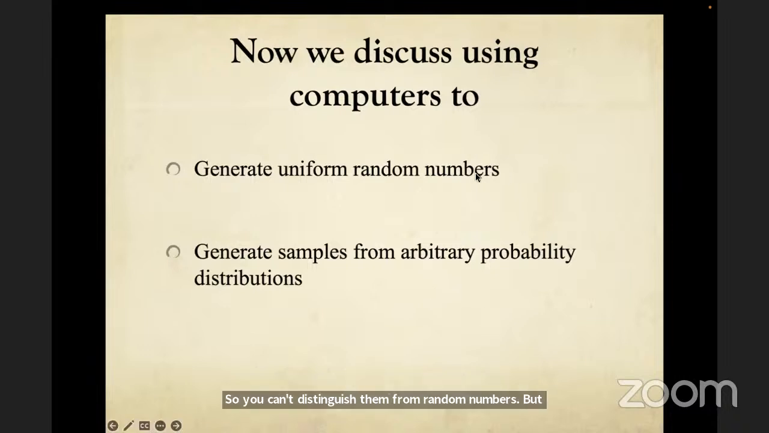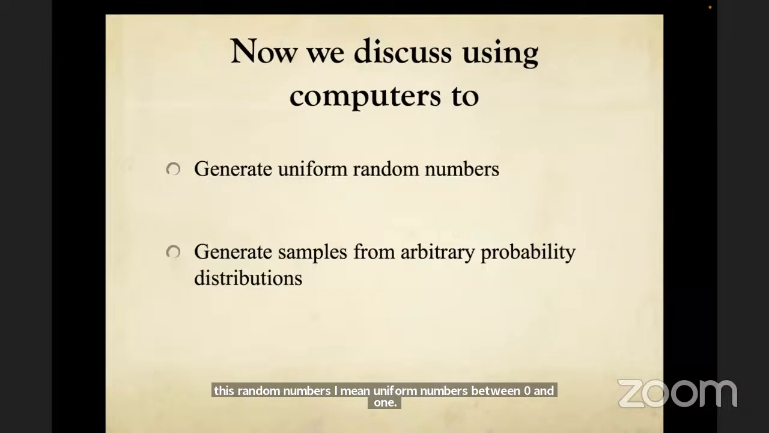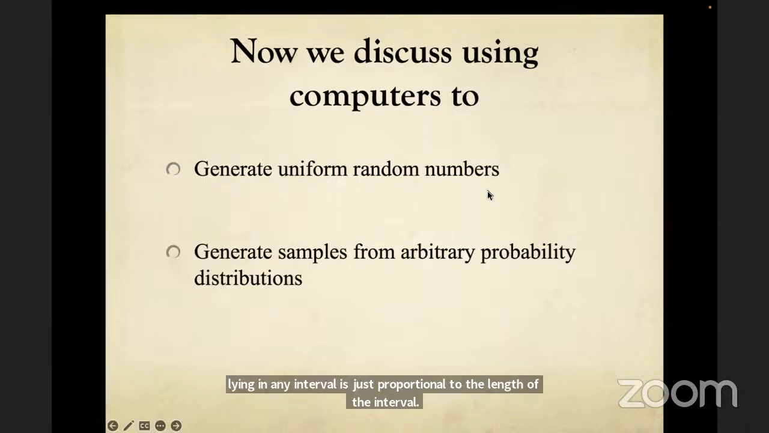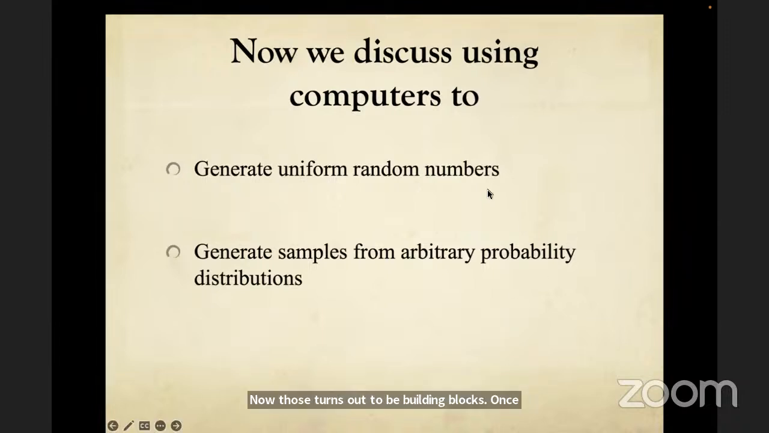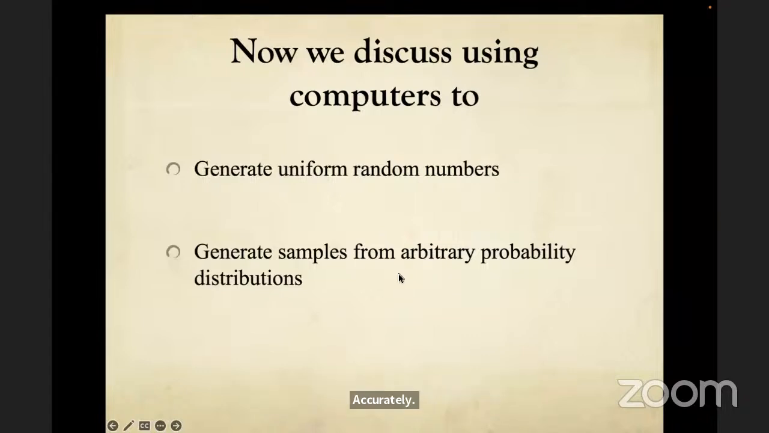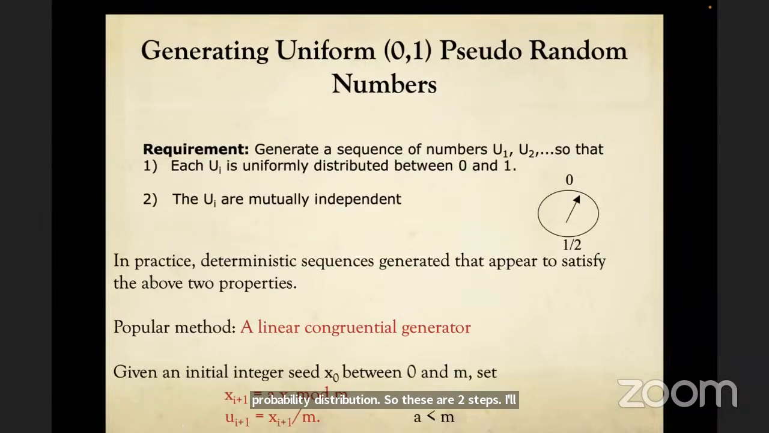So we'll discuss this. By random numbers, I mean uniform random numbers between 0 and 1. So numbers which lie between 0 and 1, but their chance of lying in any interval is just proportional to the length of the interval. Now, those turn out to be building blocks. Once you can generate those numbers accurately, you can use them to sample from any arbitrary probability distribution. So these are two steps. I'll quickly tell you what the underlying ideas are. Just good for you to know if you've not seen this before.